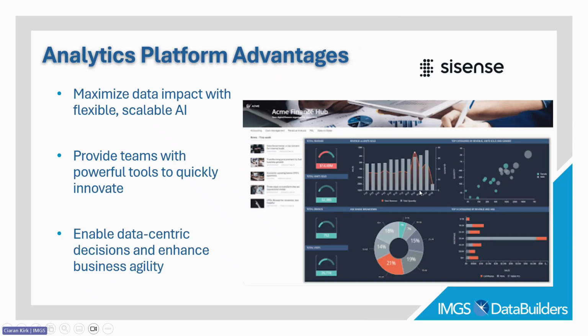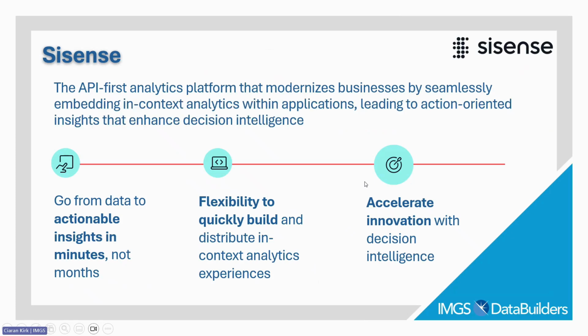So with Sisense, what are the advantages? Well, it allows you to maximize data impact with a flexible, scalable AI, provides teams with powerful tools to quickly innovate, and can enable data-centric discussions and enhance business agility. Sisense is the API-first analytics platform that modernizes businesses by seamlessly embedding in-context analytics within applications, leading to action-oriented insights that enhance decision intelligence. With Sisense, we can go from data to actionable insights in minutes. That is the key point.